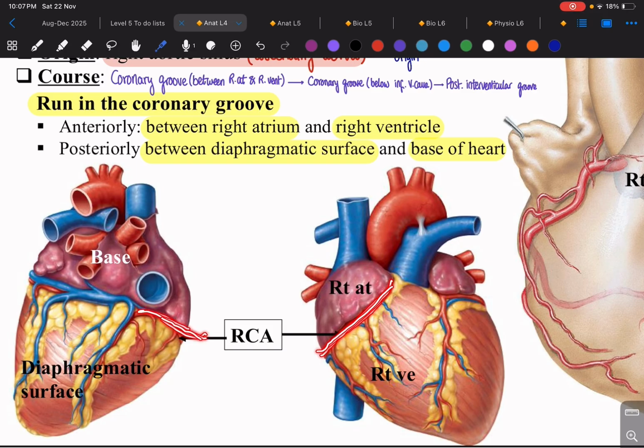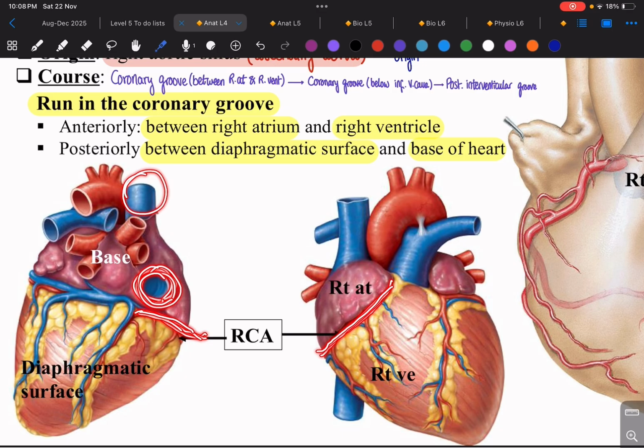Then it goes to the coronary groove, it's still in the coronary groove but on the posterior side. So where is it exactly? It's underneath the inferior vena cava. This is the superior vena cava and this is the inferior vena cava. So it comes in the coronary groove under the inferior vena cava.